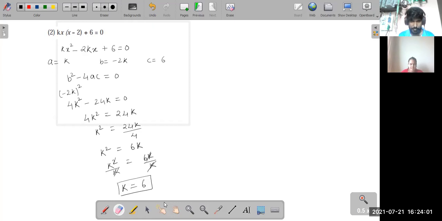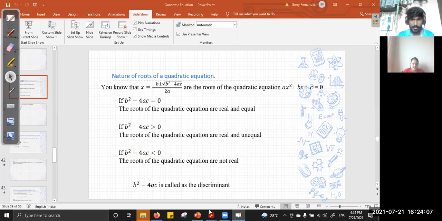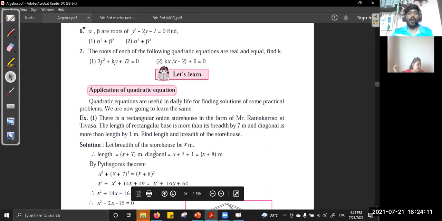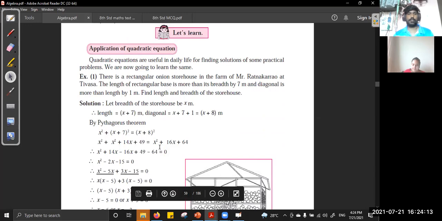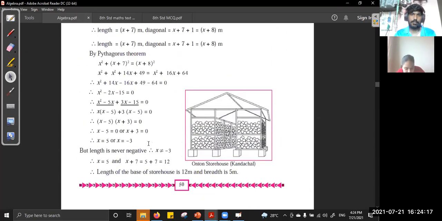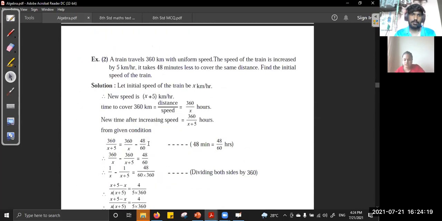Okay, done. Now, I think that was the last sum, right? Yes. Now practice it. Let me first do the fill in the blanks. I have a pencil nearby, so that is why.